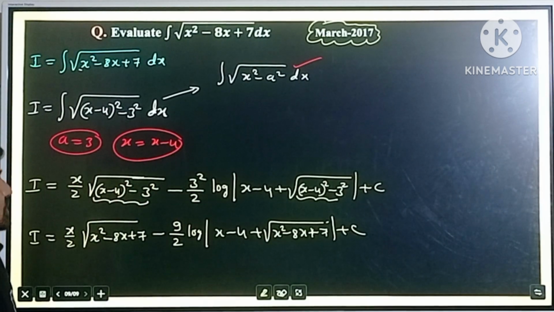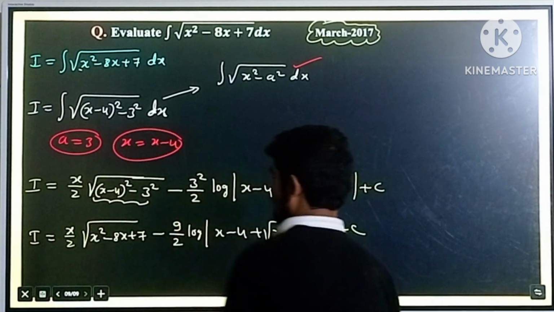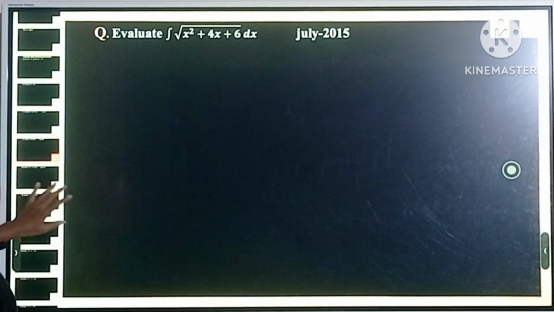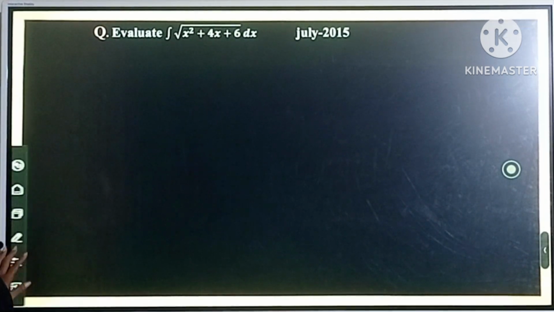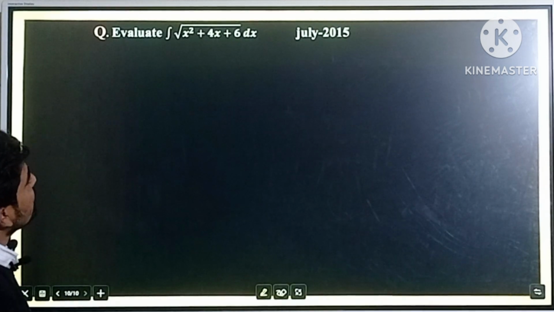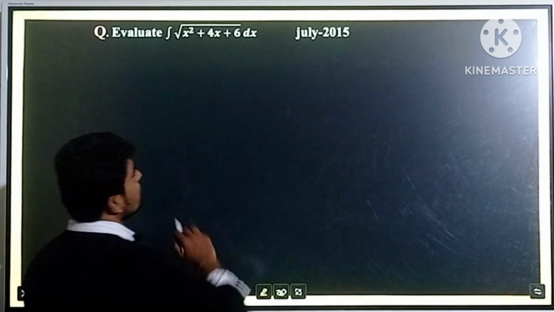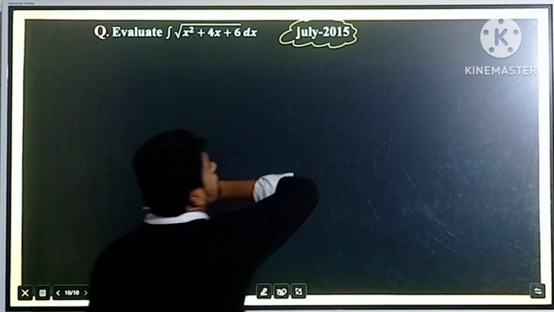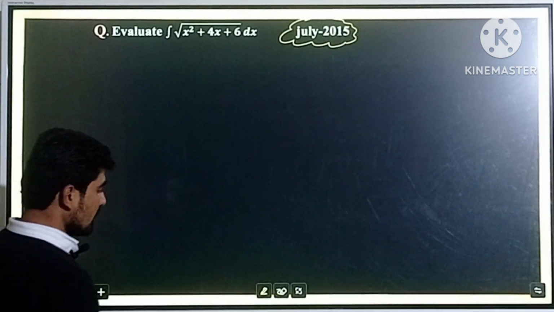I hope all of you understood. Now let's start the next question. Evaluate the integration of the square root of x square plus 4x plus 6 with respect to x. This question was asked in July 2015.